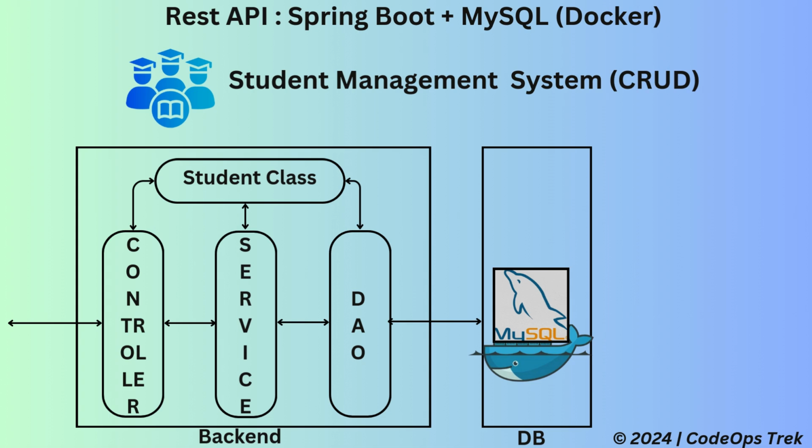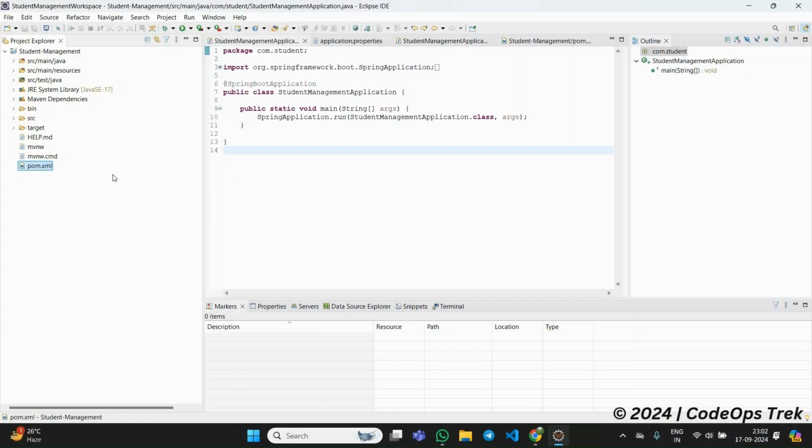Now that we understand the architecture, let's move on to the coding part. Before we dive into coding, let's quickly go through the project structure of our student management application. We'll highlight the important folders and files that we'll be using frequently. First, there's the Java package under the main directory. This is where we'll place our models, repositories, controllers, and services.